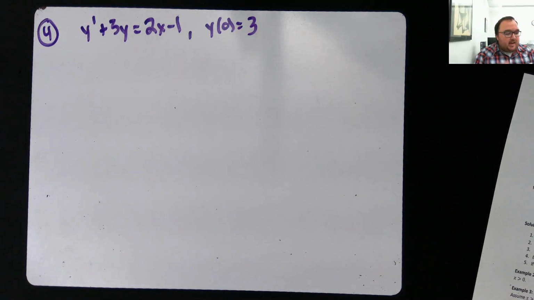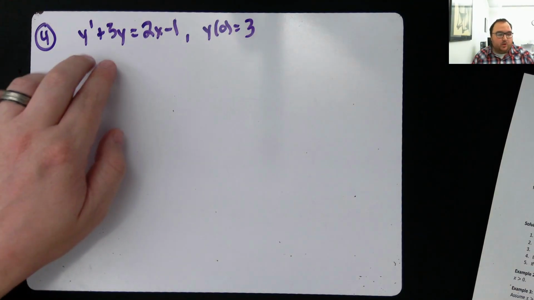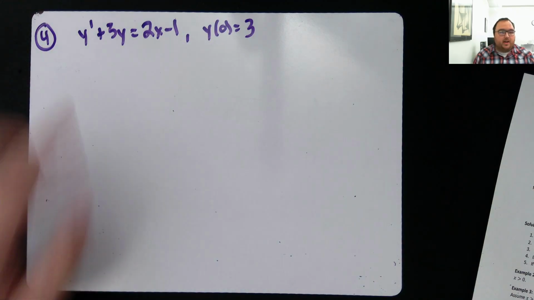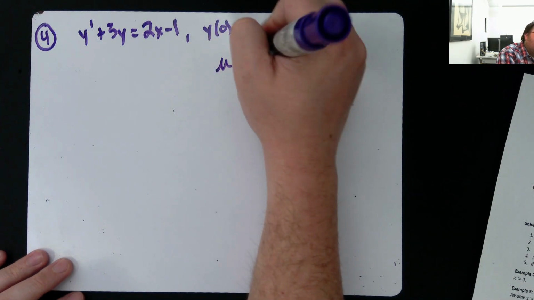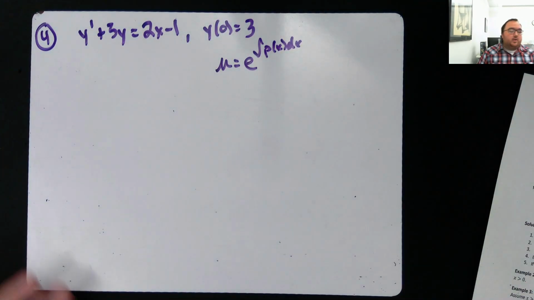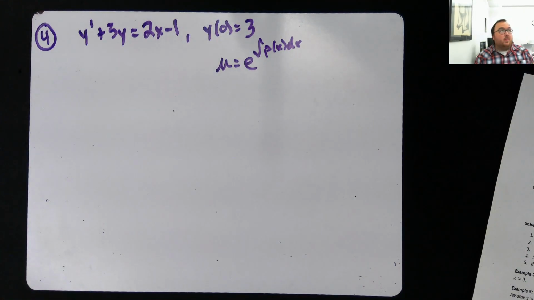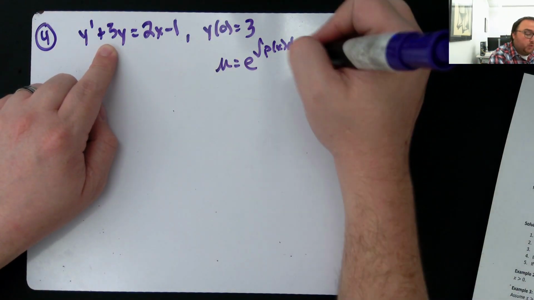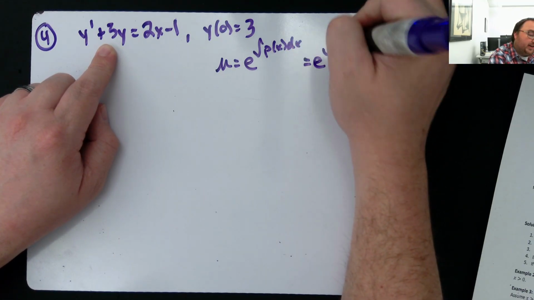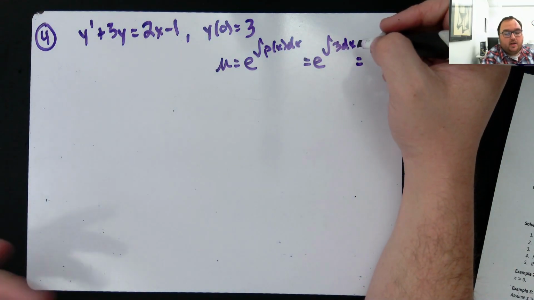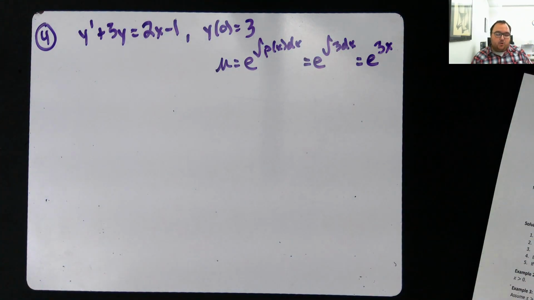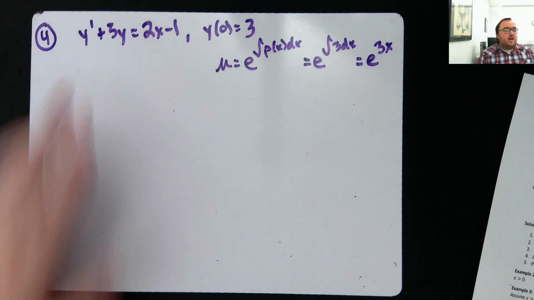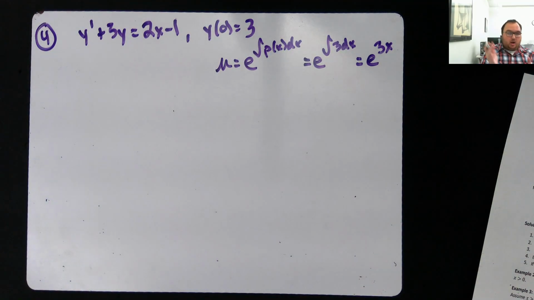First things first, am I in standard form? I am, because every y is over here, and I only have a 1 right there, which means I can just go straight into finding mu. E to the integral px dx. What's in front of the y now is a 3, so that's integral of 3 dx. Integral of 3 is 3x, so e to the 3x, which we can't simplify any other way. So that's it. So remember, our left side is always mu times y prime.